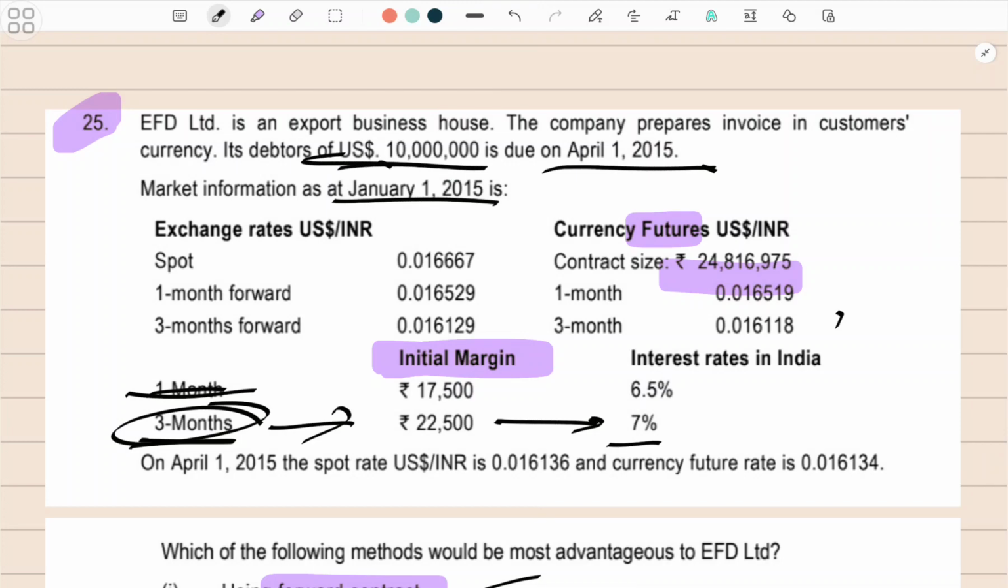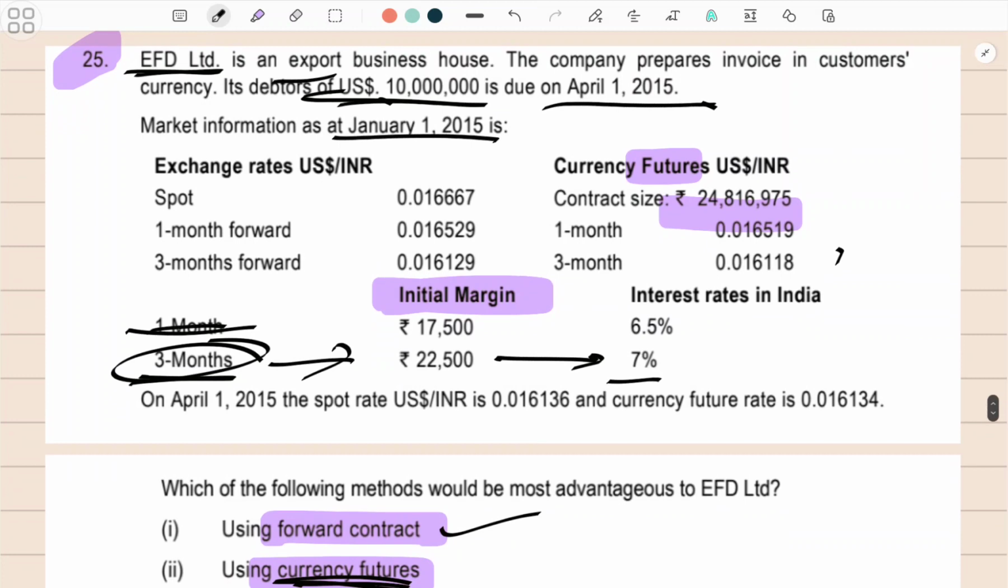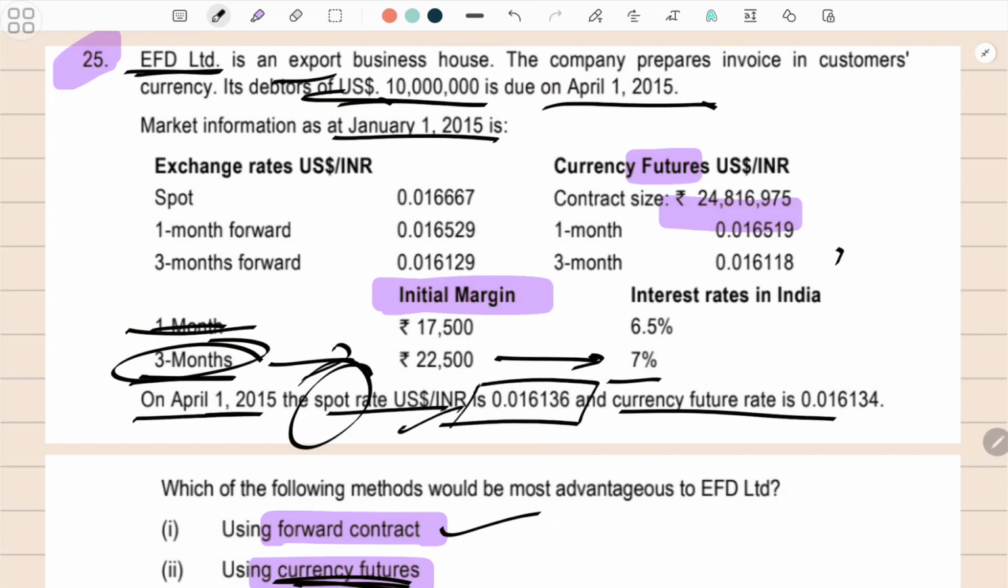Now as an Indian, CEFD Limited is an export oriented business, so as an Indian I'm not allowed to keep these dollars. I'll sell this dollar in the market and get what? Rupee, right? Am I given a quote which involves rupee and dollar? See, on April 1st 2015, that is the expiry, the spot is given to me as something and the currency future is given to me as something. So the spot, the actual rate on expiry, is given to me as dollar by rupee, this amount.